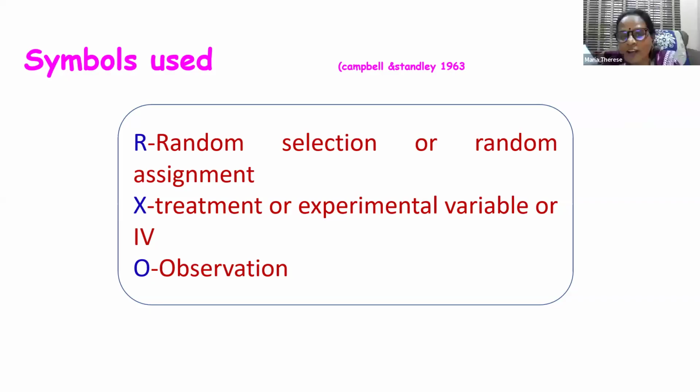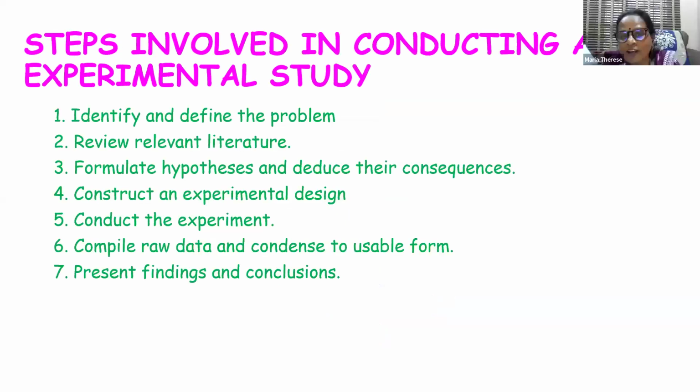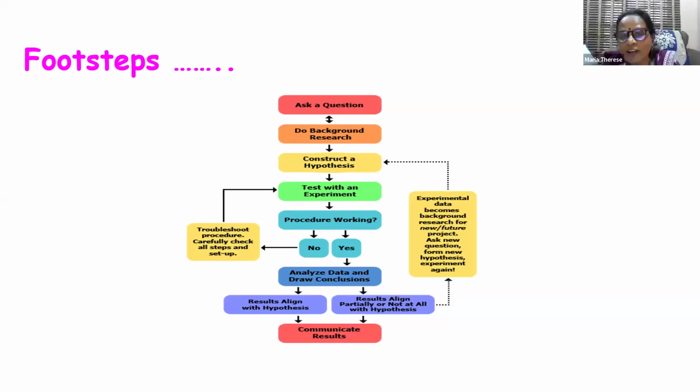Now, what are the steps to be followed when you are wishing to conduct a study on experimental design? Initially, you have to find out the resources and background. You have to do a field study, and construct the hypothesis, a prediction. Scientifically, you have to predict what the outcome would be if I do this research. So you construct the hypothesis and test it with an experiment, and see how the procedure is working.